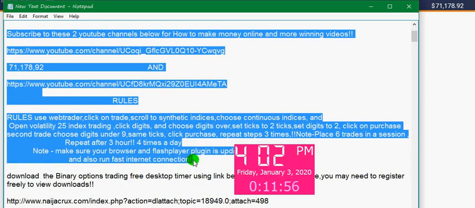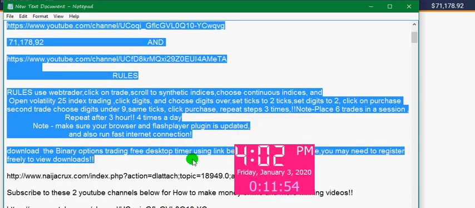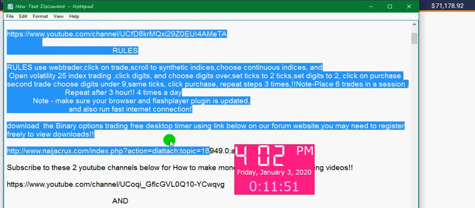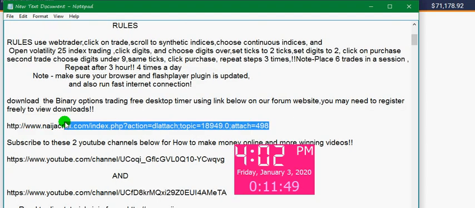So these are the rules for this strategy. These are the rules, and for those who need a binary options timer, we've uploaded it on our forum.